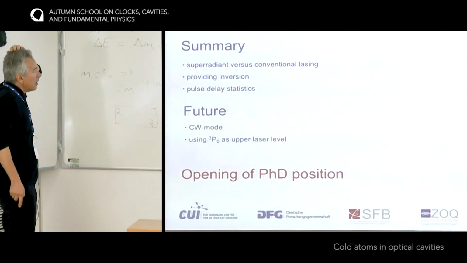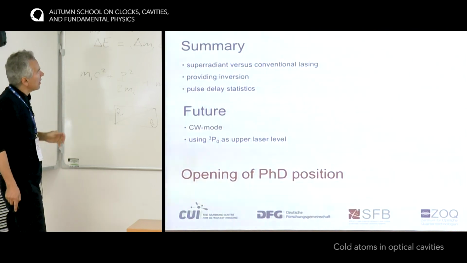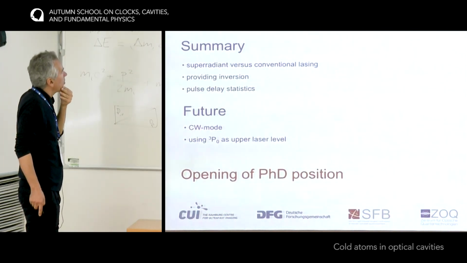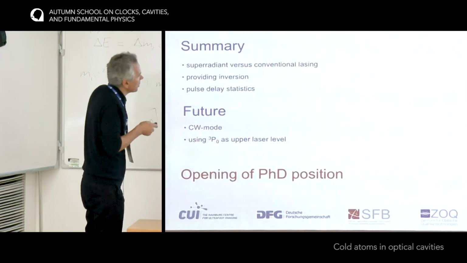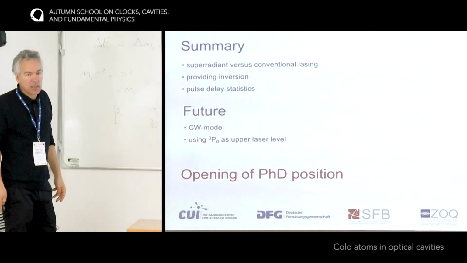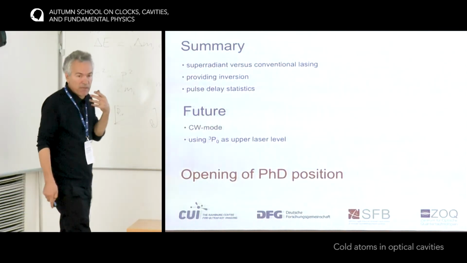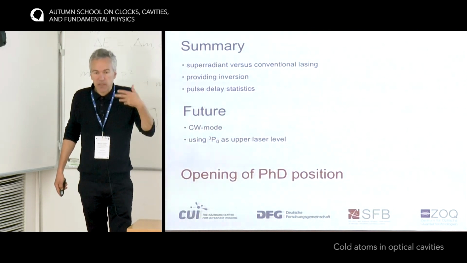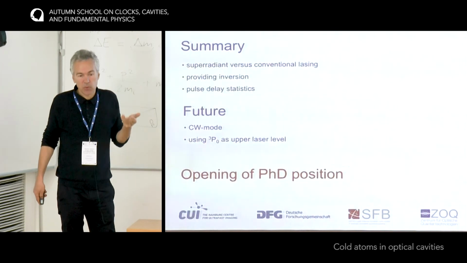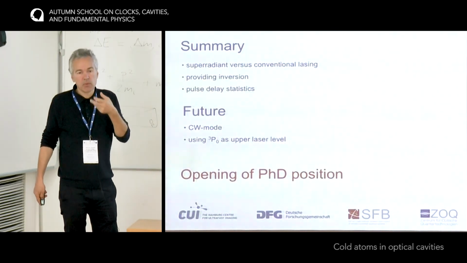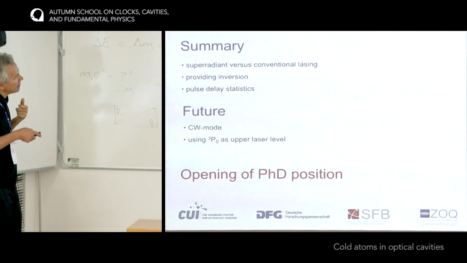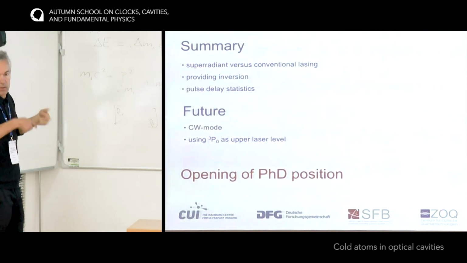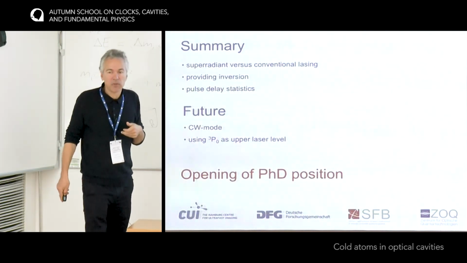Okay, so then I'm already at the summary. I've shown you our super-radiant lasing system with calcium, how we provide inversion, and discussed the pulse delay statistics. And obviously in the future we want a CW mode operation of the system, and we have some advantages in our system since we have this specific way of creating our metastable atoms in the 3p2 mode. That might be pretty helpful to make that system continuous. And obviously a nice thing to do is using the 3p0 level instead of the 3p1 level. So these are the two points in our future program.